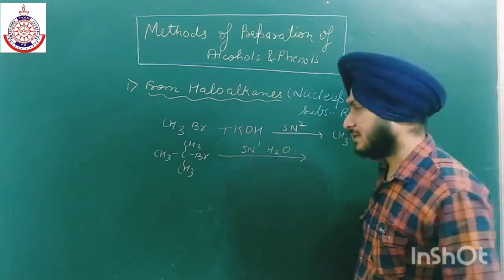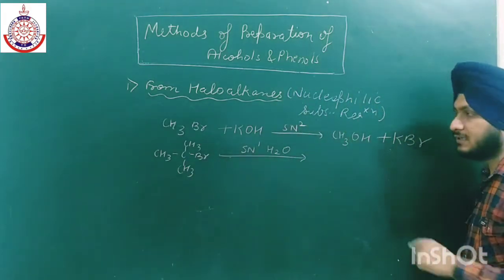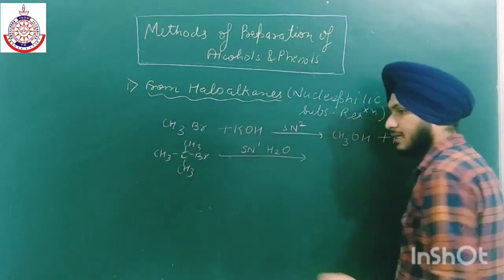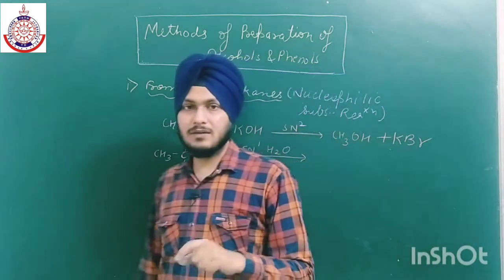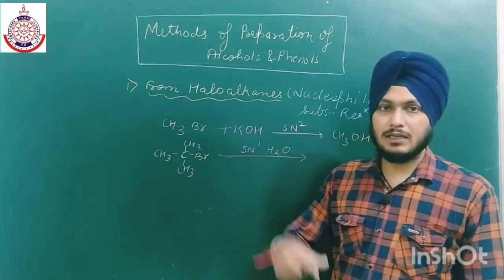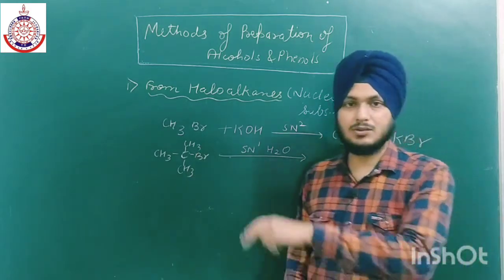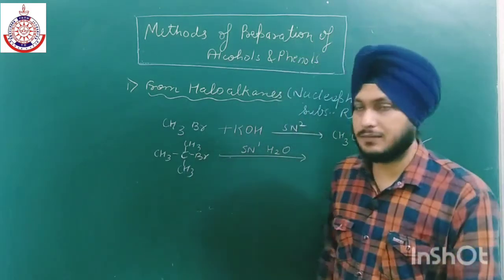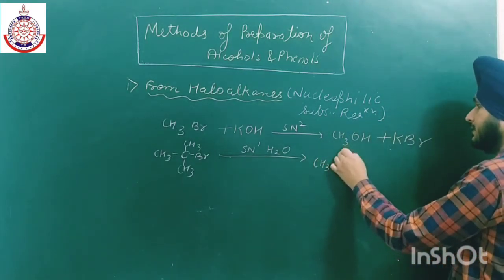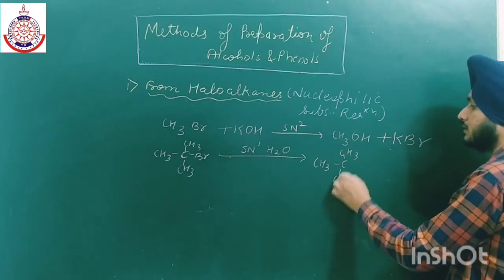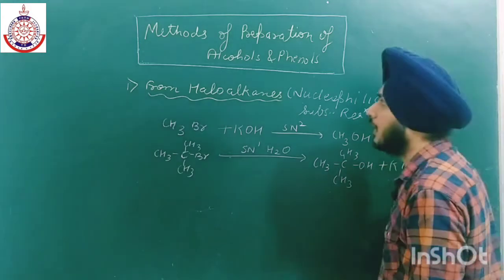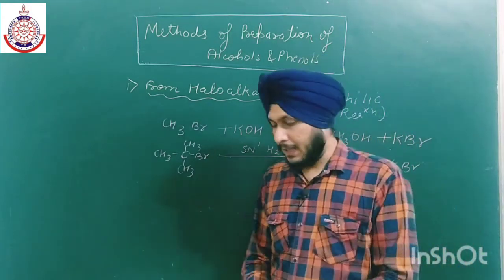carbocation which is generated in the first step, and the first step is the rate determining step, and retention of configuration will take place. Not 100% retention, some inversion will also be there because Br negative will not leave. And the second and third step is so fast that complete retention will not take place. Then the product will be CH3CH3OH. So this is the first method of preparation of alcohols from haloalkanes.